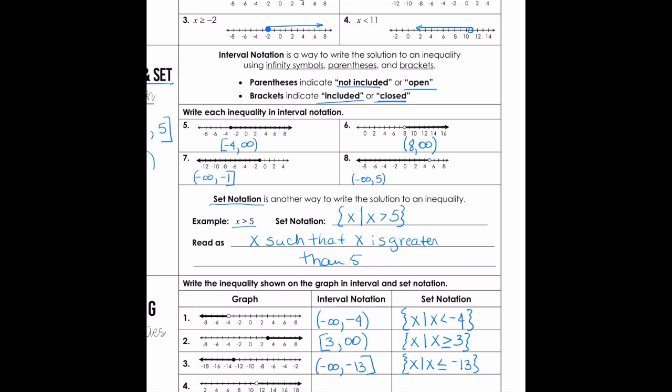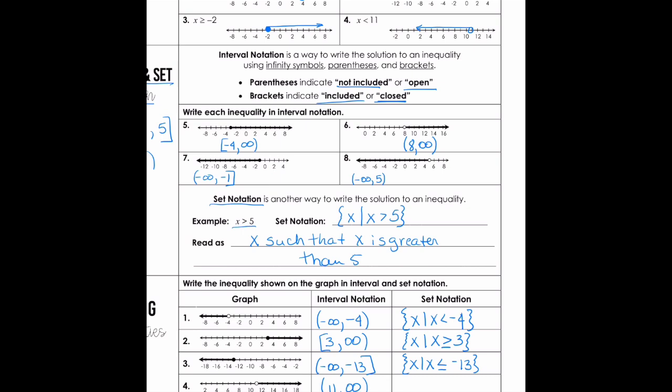Okay, number 4. Look at the left-hand side. We're doing interval notation. The left-hand side has an open dot at 11. So that's going to be a parenthesis at +11. Now on the right-hand side, the arrow just continues on to infinity. So that's positive infinity. Notice that negative infinity is always on the left and positive infinity will always be on the right.